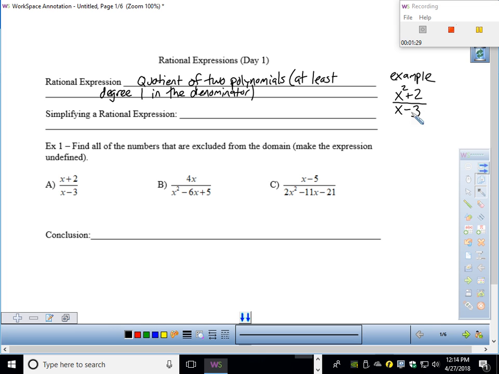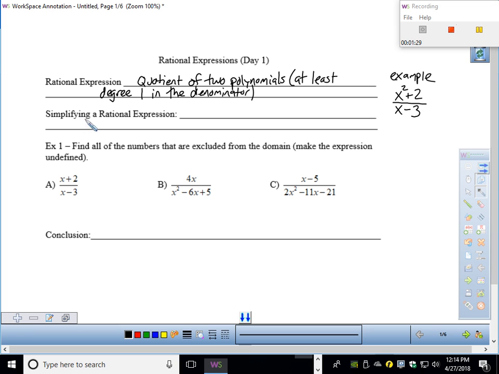So that's an example of a rational expression, and we're going to do a variety of things with these rational expressions over the next 2 lessons. We'll do some simplifying, we'll do some multiplication and division, we'll do some addition and subtraction, and we'll do some simplifying of more complicated rational expressions as well. So let's start the process here.